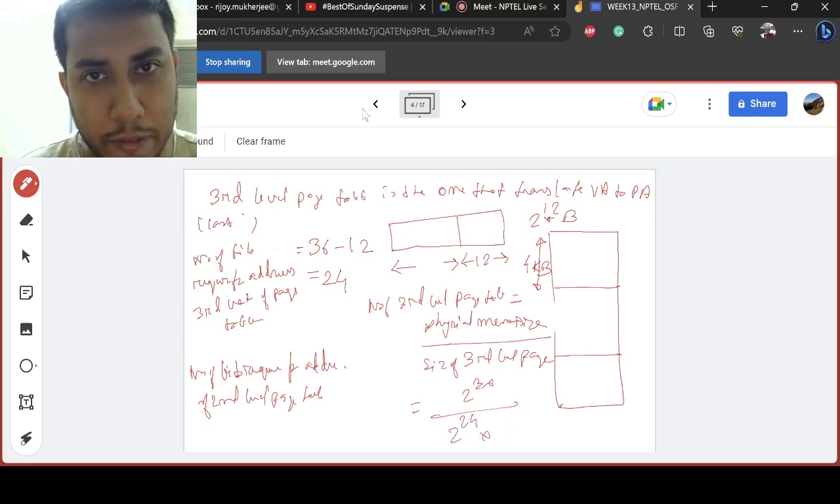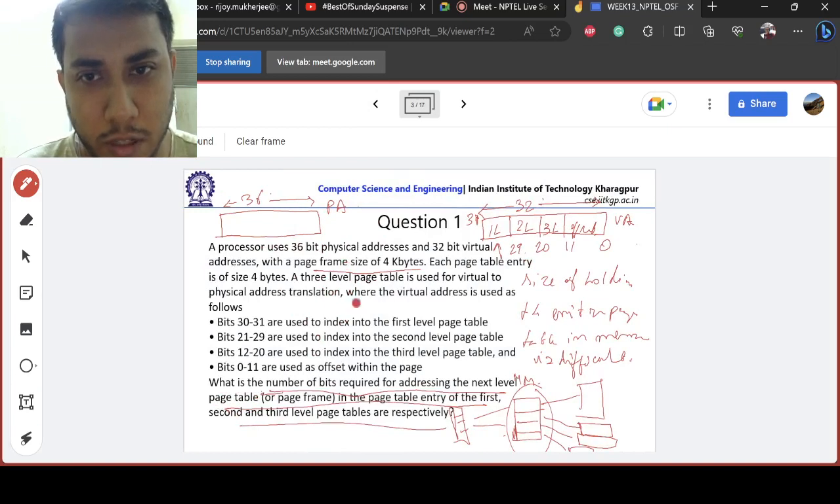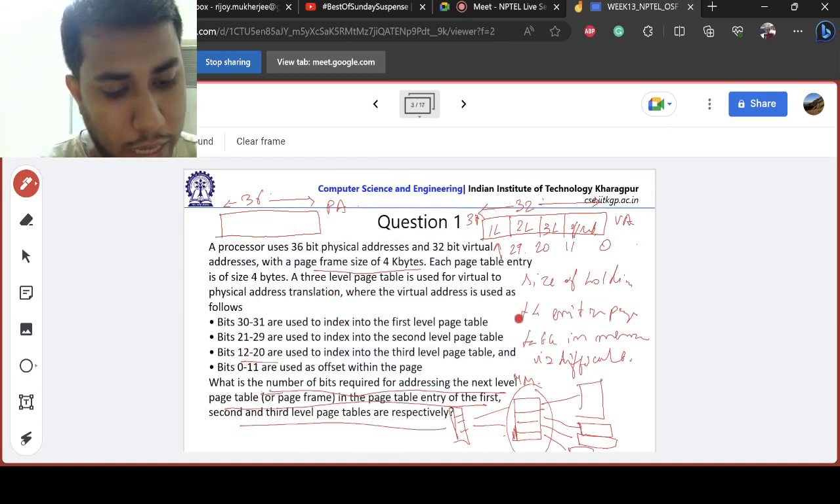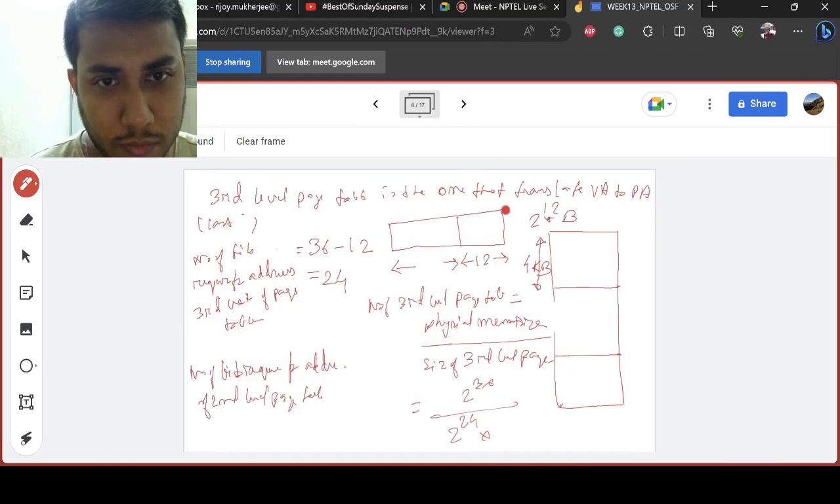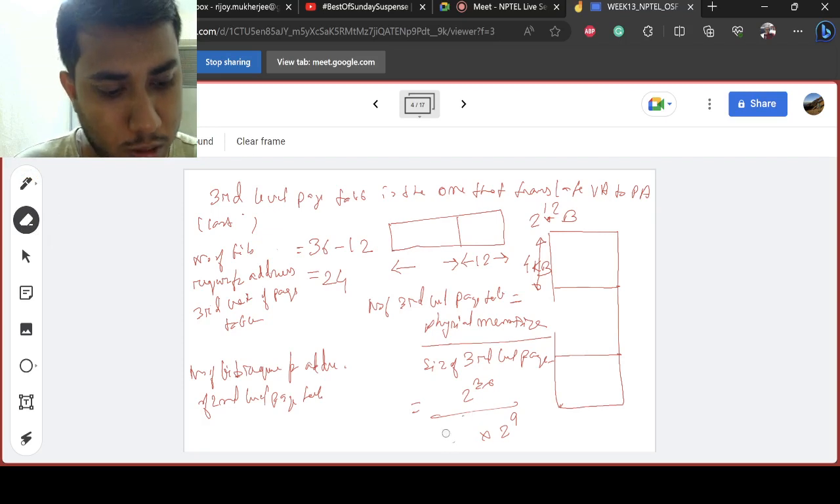So if you have seen, the number of bits for the third level page is 9. So that will be 2 to the power of 9. And size of each page table is basically 4.